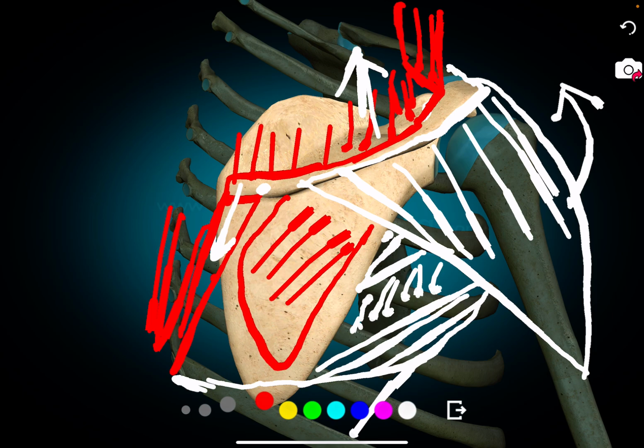So from the trapezius and the latissimus dorsi and the medial border of the clavicle, there is a famous triangle through which you can actually auscultate the chest, and this is called the triangle of auscultation.